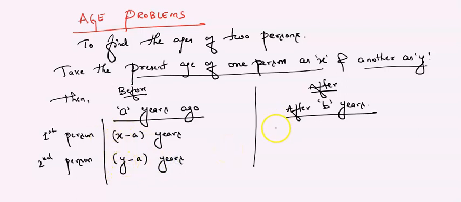If it is after, then we should take it as x plus b years. So what is the age of the first person after b years? It is x plus b. What about the second person? It is y plus b years. So this is a very important case you have to remember. If they give you age problems, assume the present age of the first person is x and the second person is y. A years ago, the first person's age is x minus a years, and the second person's age is y minus a years.